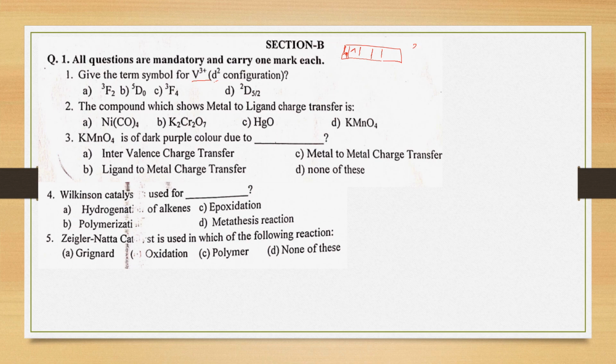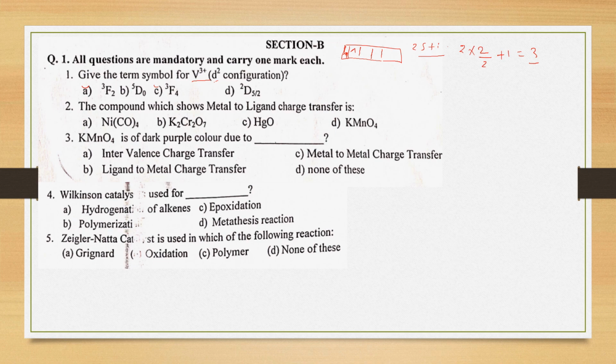So what is the value of 2S plus 1? S is n by 2, where n is the total number of unpaired electrons, so 2 by 2 is 1, and 2S plus 1 is equal to 3. So the spin multiplicity is 3. Now just check which option has spin multiplicity 3. Options A and C have spin multiplicity 3.